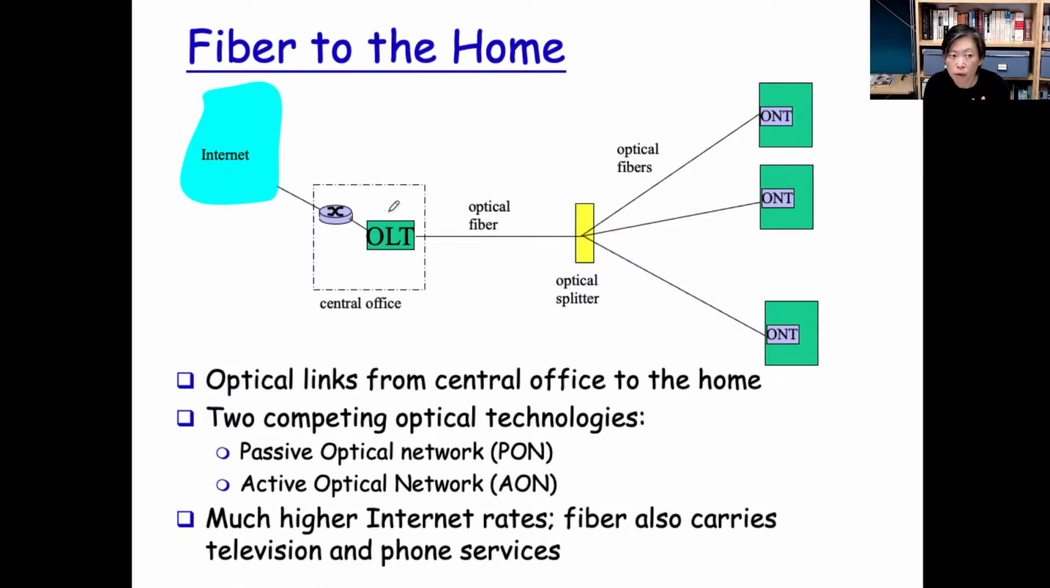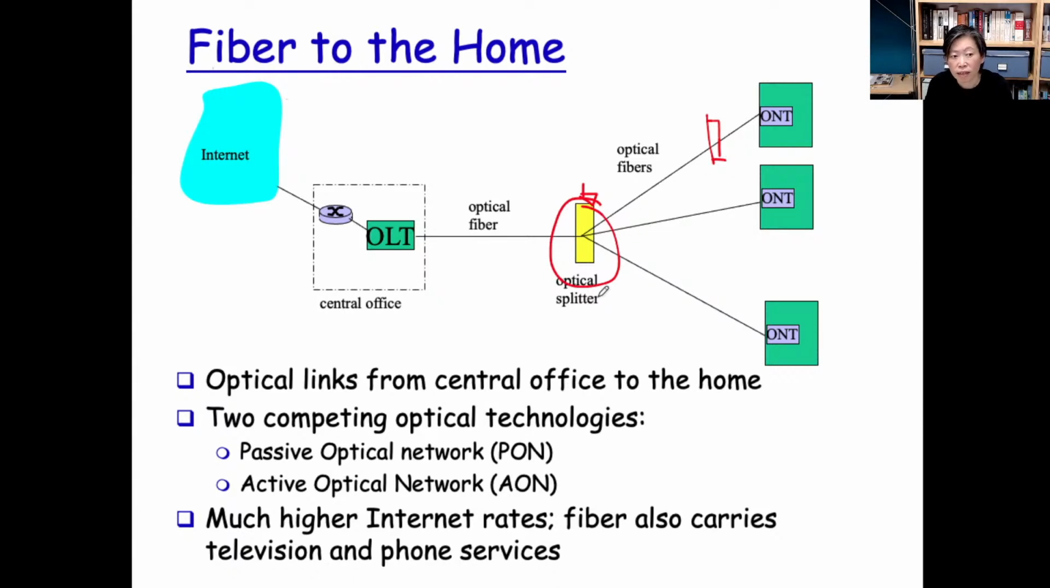In this example, we see there's only one level of it. In practice, there could be multiple levels, so that you could have a regional optical splitter, and then another splitter inside the building in case there are multiple households in your building also subscribing to the optical service.